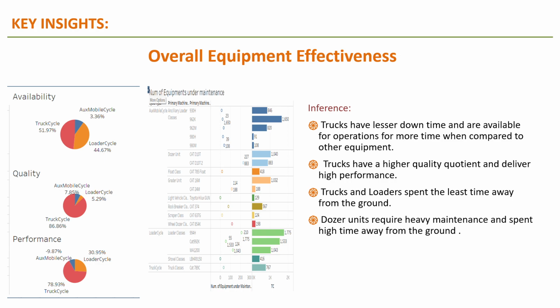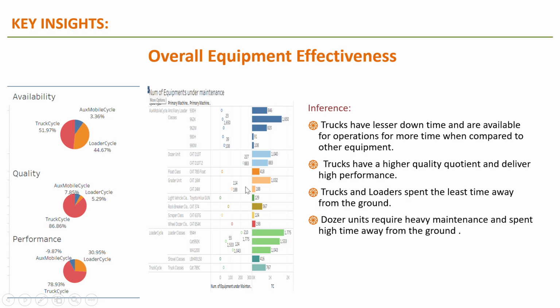So the basic key insight which we have got from the analysis is for the overall equipment effectiveness. As you can see in the availability, quality and performance, if you consider the three different sectors of trucks, oxymobile and loaders, you can see these trucks are having high availability, high quality and high performance compared to the other two.